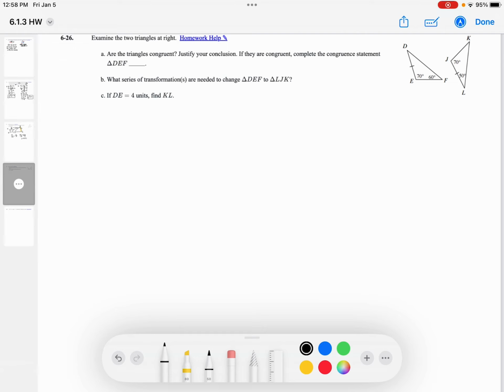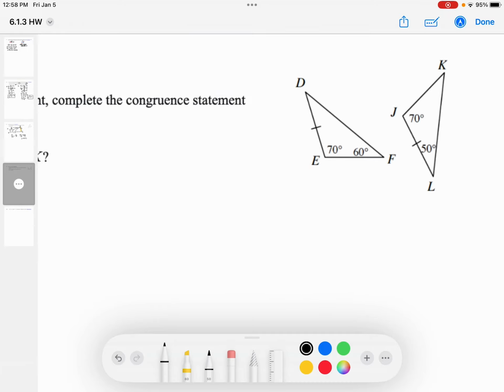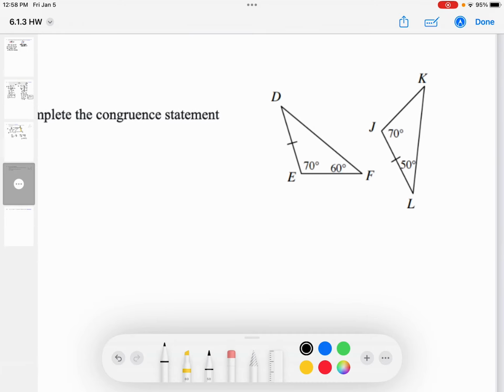Problem 26. Examine the two triangles at right. Are the triangles congruent? Justify your conclusion. If they are congruent, complete the congruent statement. Okay, so let's just take a look at these two triangles, zoom in a little bit. What do we know? We know that these two angles match. And we know that these two sides are the same length.